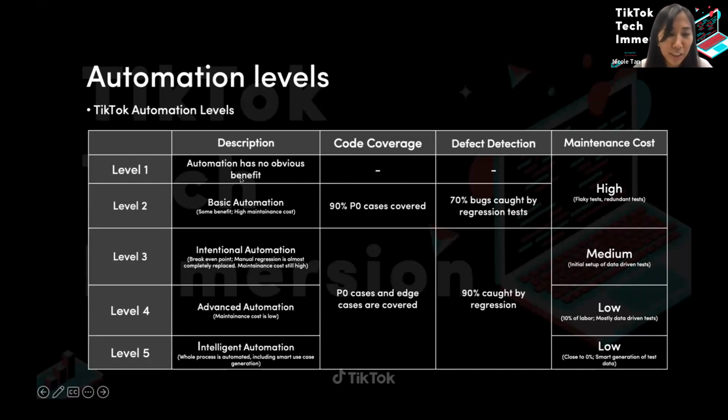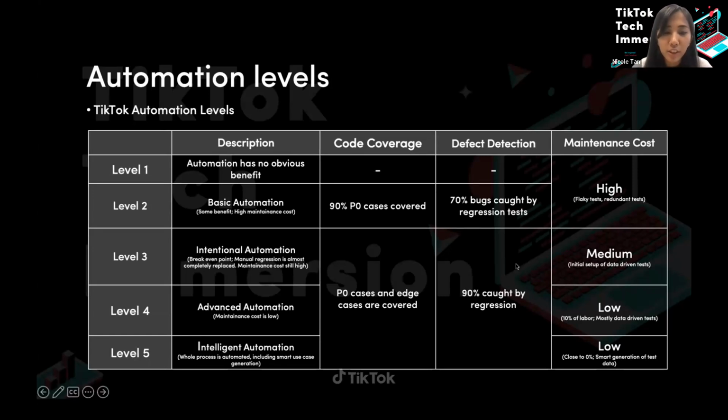Level 3 is the break-even point, where we can say that the manual regression by manual testers is almost replaced. But the problem is that the maintenance of the automation tests is still high. Although we've reached the break-even point, there are still ways to optimize the test cases, like setting up data-driven tests or reusing the tests even more.